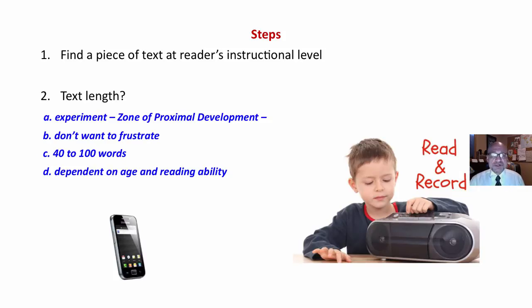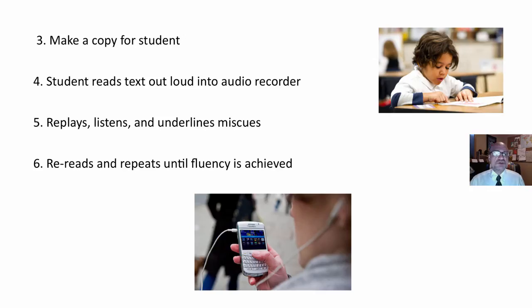Now here's how you do it. Step one, find a piece of text at the reader's instructional level. How long should this text be? Well, you experiment. Find that zone of proximal development. You don't want to frustrate the student. That's the biggest thing. Think about 40 to 100 words, depending on the age and reading ability. Again, adopt, adapt, experiment, find the text that you think is right.